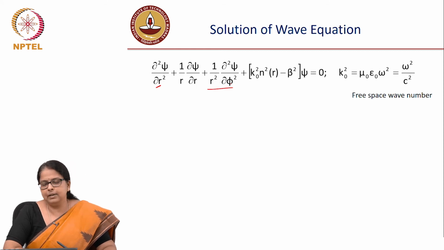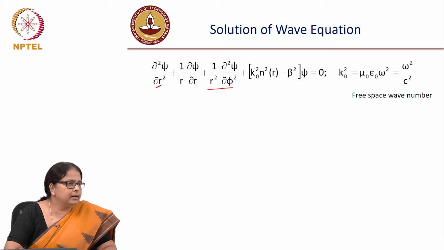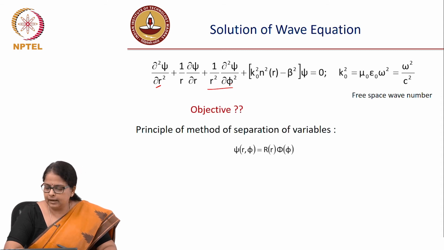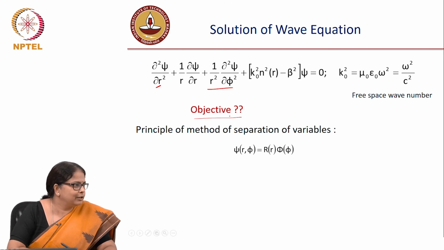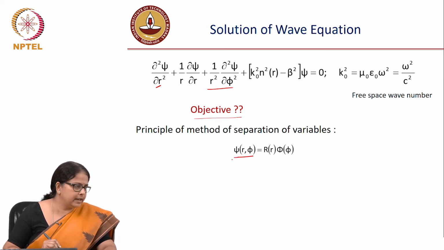Now, if you have a second order homogeneous differential equation, one way of solving it, and this will work only if it is a homogeneous equation, is to do what is called a variable separable solution. We already reminded ourselves of the objective. So, this says that I can write my ψ, which is a function of r and φ, as a product of 2 functions. First function is a function of r alone, second function is a function of φ alone. This is a standard technique for second order homogeneous differential equations.